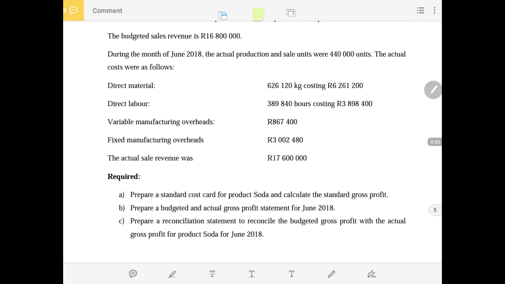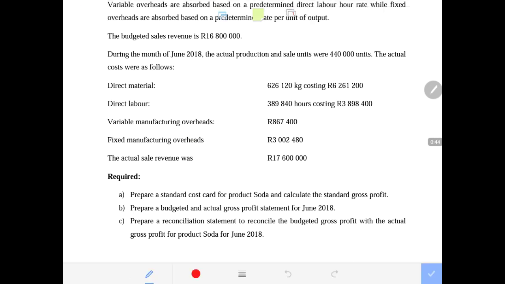First, I prefer to start with the requirements. Sometimes I forget. If I forget, I forget. Now, requirement number A says prepare a standard cost card for product soda and calculate the standard gross profit.